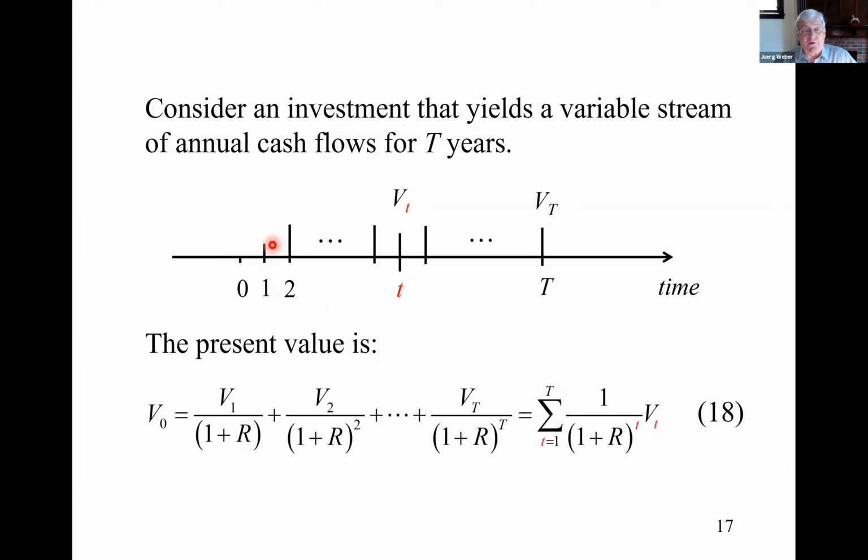The first cash flow we get here in year 1. So the sum goes from year 1 up to big T. That's a very famous formula. That's a present value formula that all commerce students actually learn in their first finance class. This formula here.